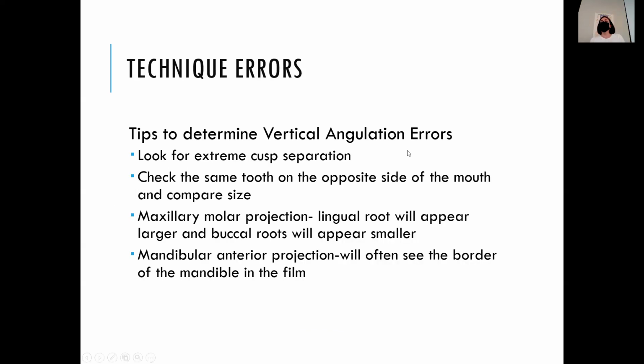Tips to determine vertical angulation errors. So look for extreme cusp separation. Check the same tooth on the opposite side of the mouth and compare sides. Things should look similar, right and left.